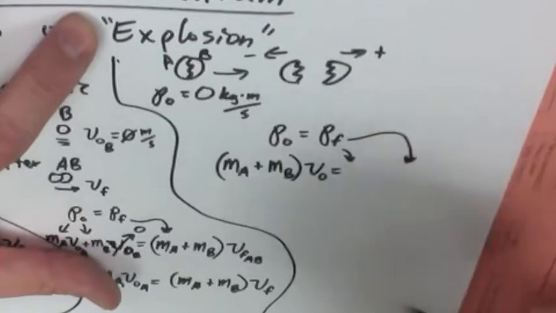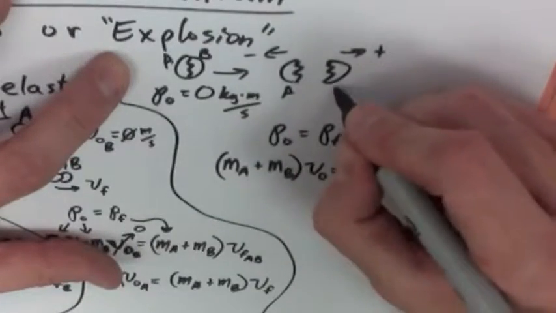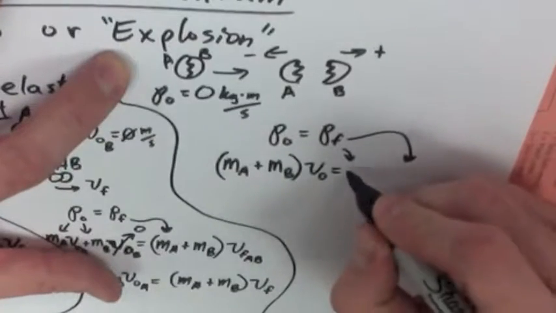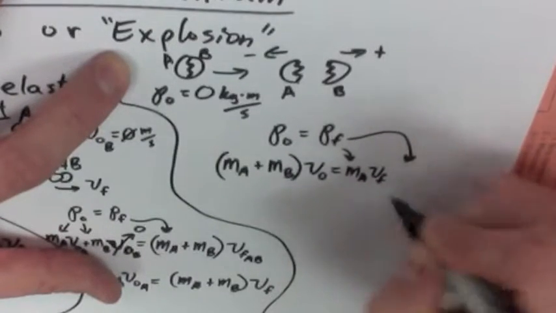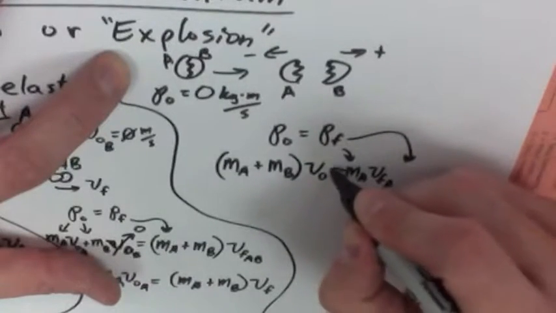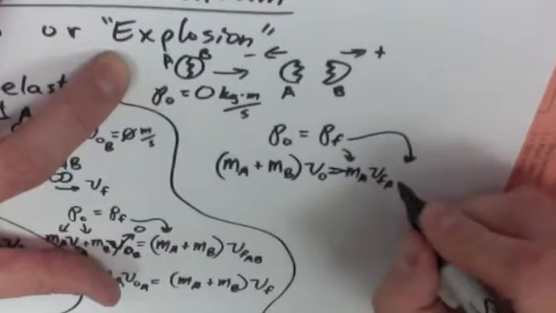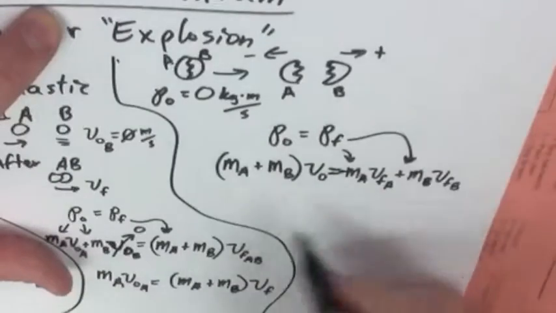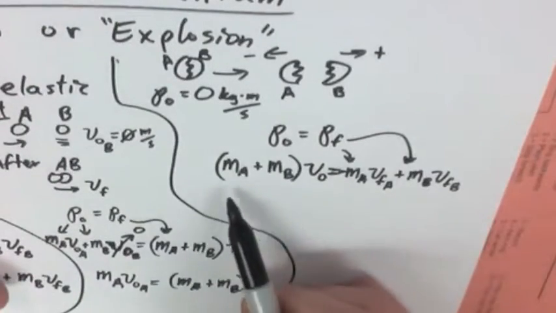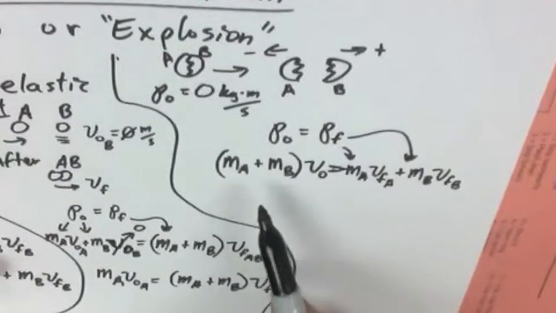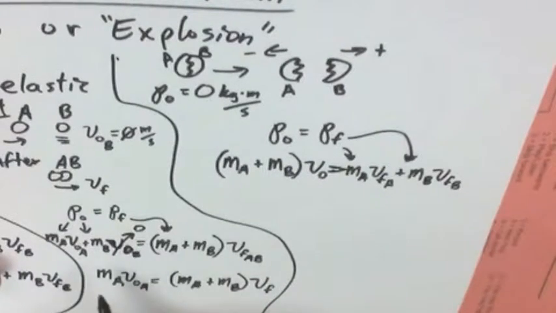We're going to expand this. Here's A, here's B. So A is going to get this negative momentum, B is going to get this positive momentum, and you're going to have MA VFA. We're on the F side, the final side. For A, it's going to have to be negative, so put a negative sign right there, plus MB VFB. And that's going to be your general form for explosions. Check it out. This is actually the exact opposite of inelastic collisions. Exact opposite. Two things were together, then they become separate. Two things were separate, then they come together.